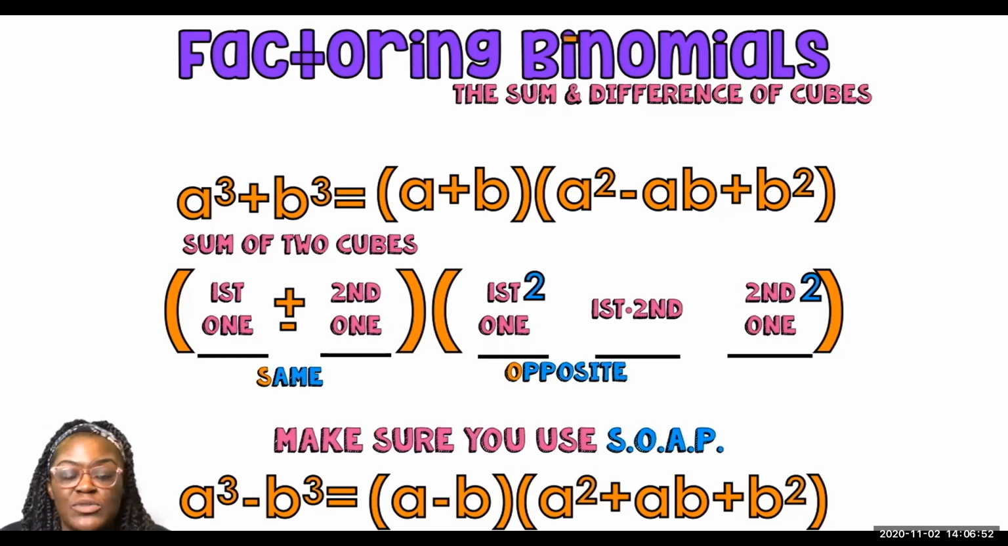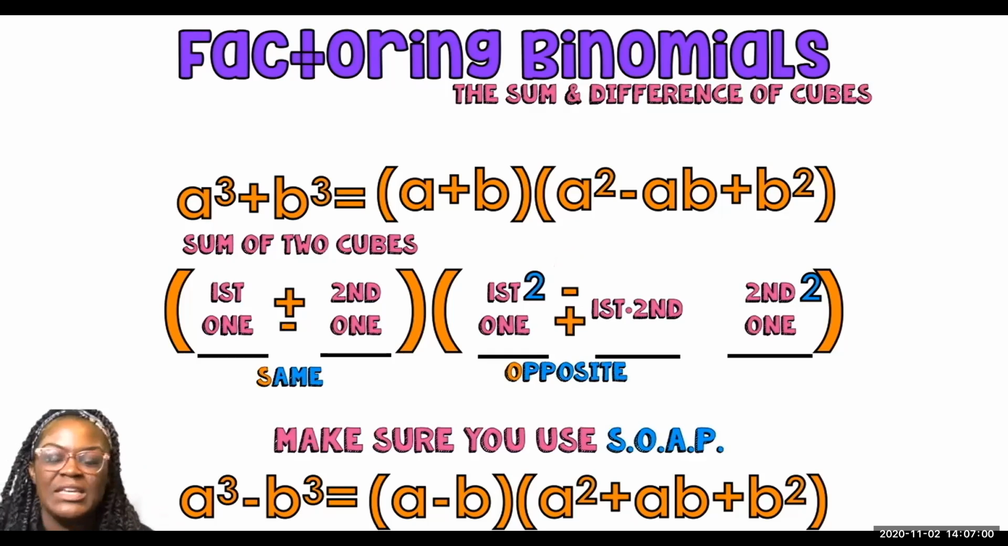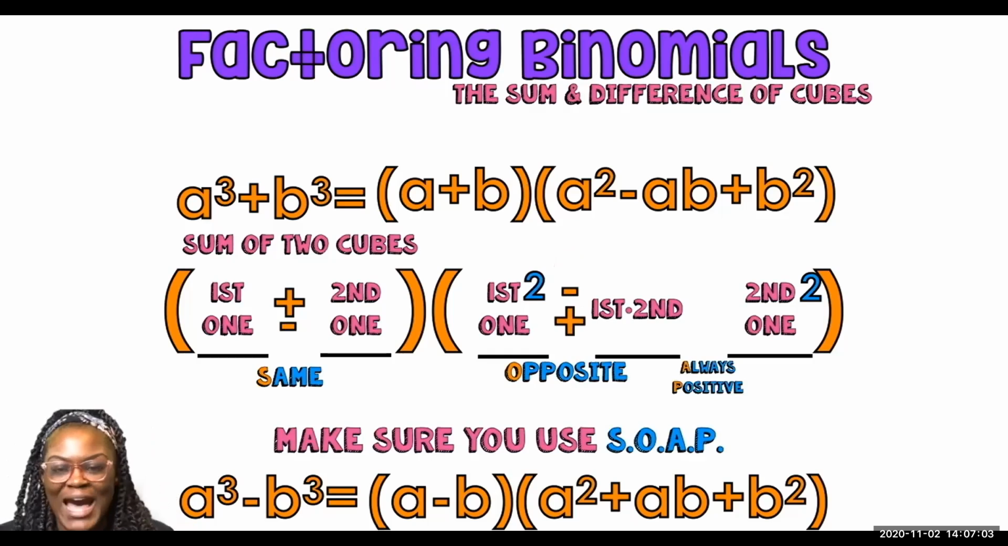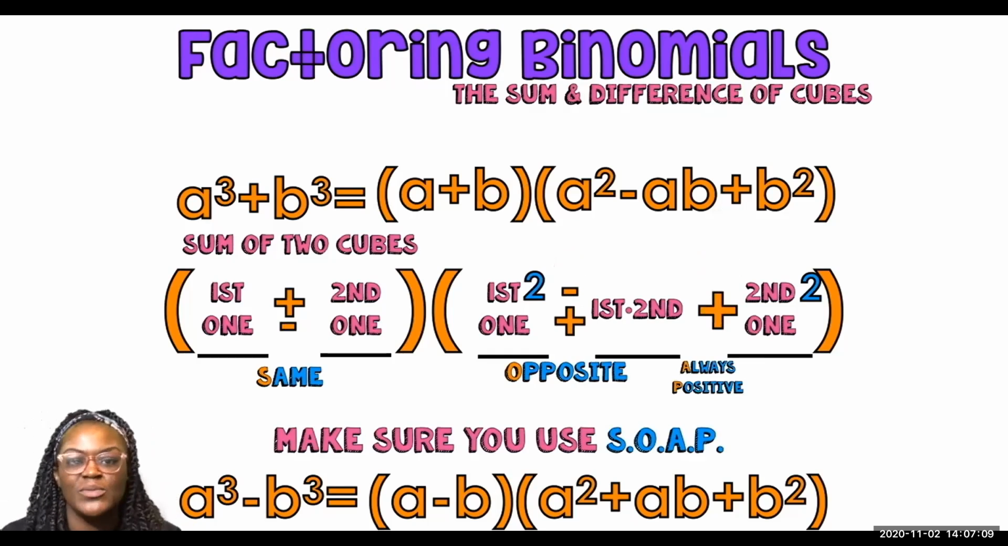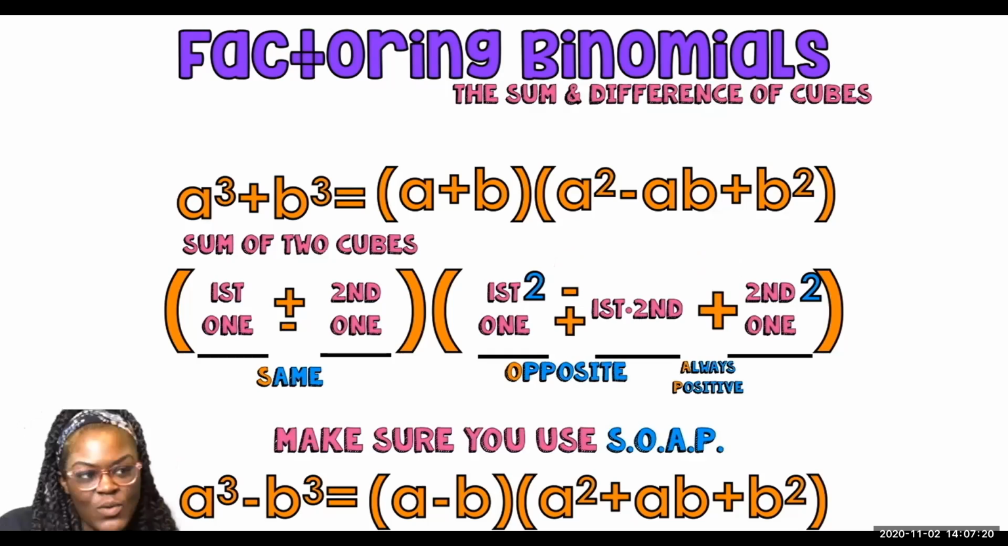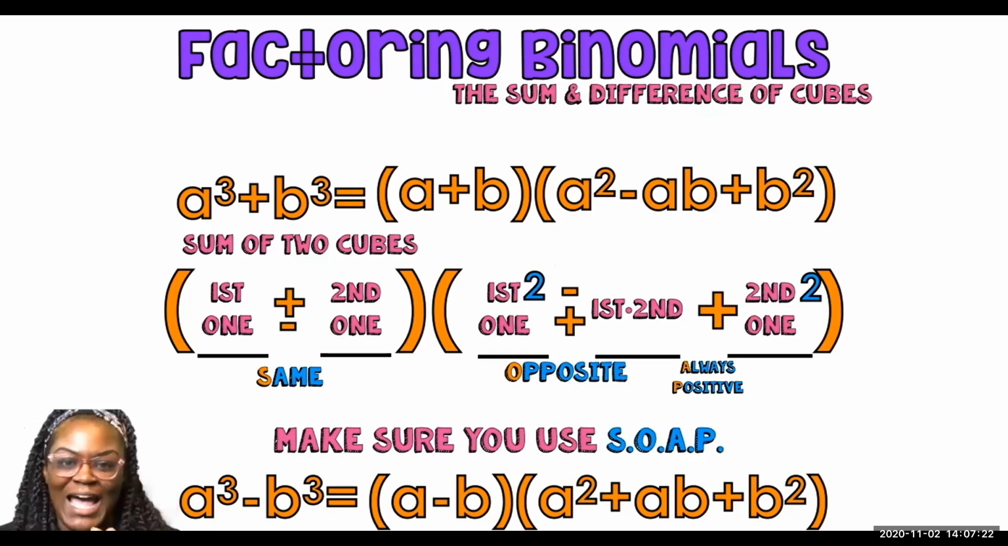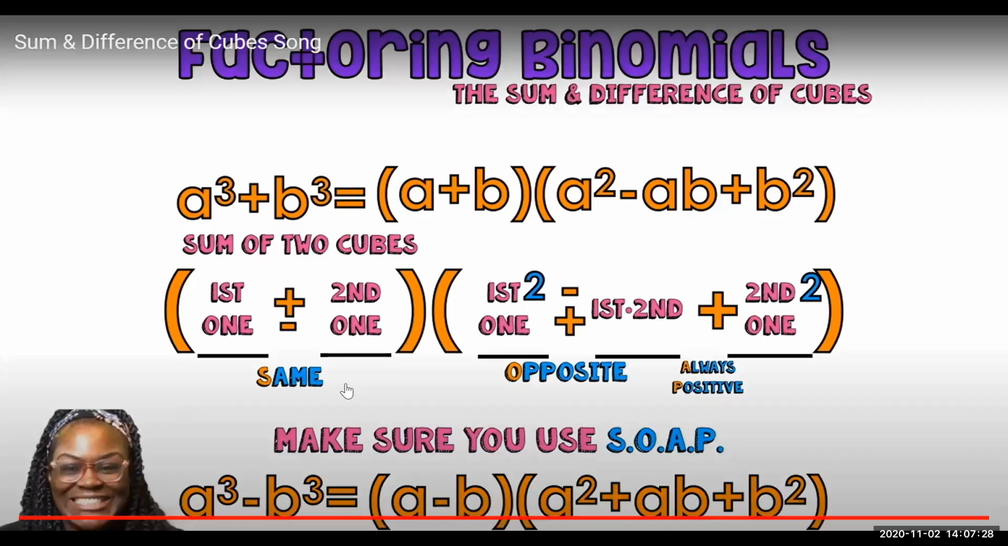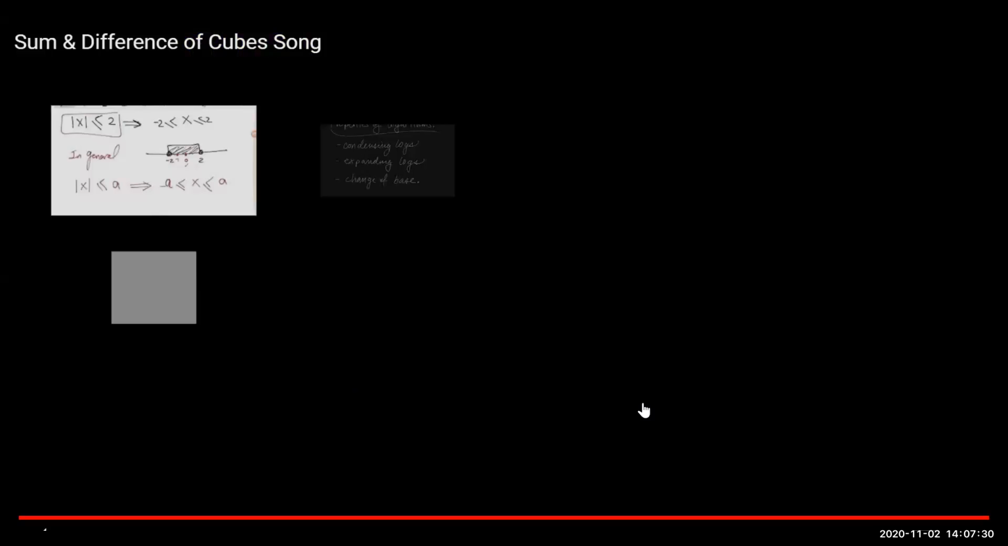If it was the sum of two cubes, you're going to put a negative there. And if it was the difference of two cubes, then you would put a plus there. And then the A and the P in soap stand for always positive. So no matter what, if you started with the sum of two cubes or the difference of two cubes, that last sign is always going to be positive. So that's it. First one, second one, first one squared. First one times the second one squared. Use some soap. Same sign, opposite sign, always positive sign.